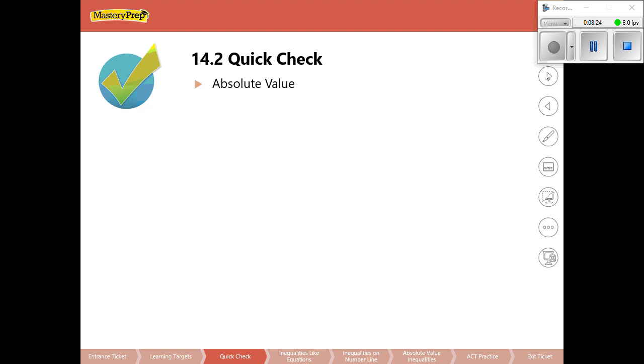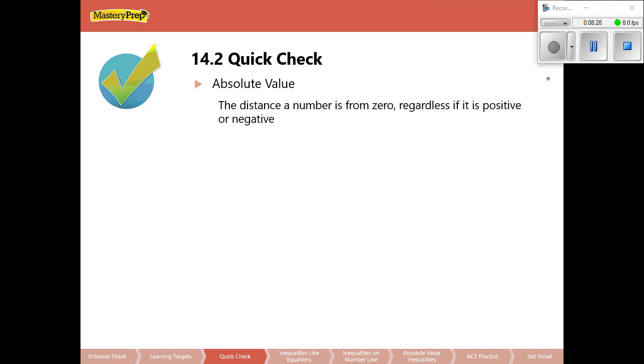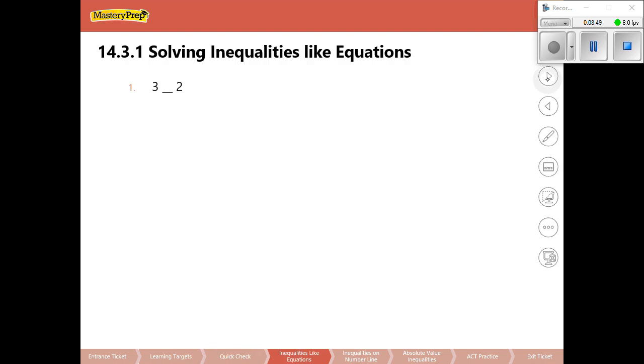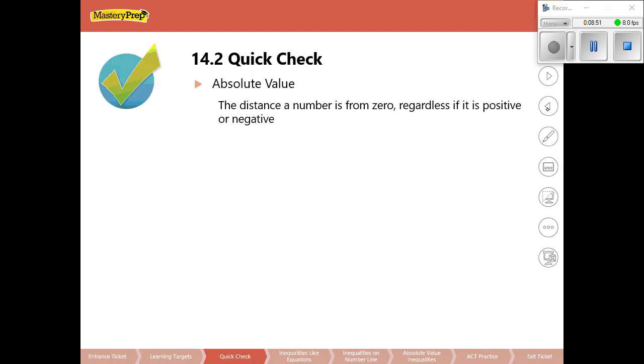Now, absolute value, this is where a lot of people have trouble with inequalities and absolute values. Because the absolute value is the distance from 0, regardless if it is positive or negative. It's just the distance from 0. How far are we away from 0? So the number inside the absolute value could be positive or negative.